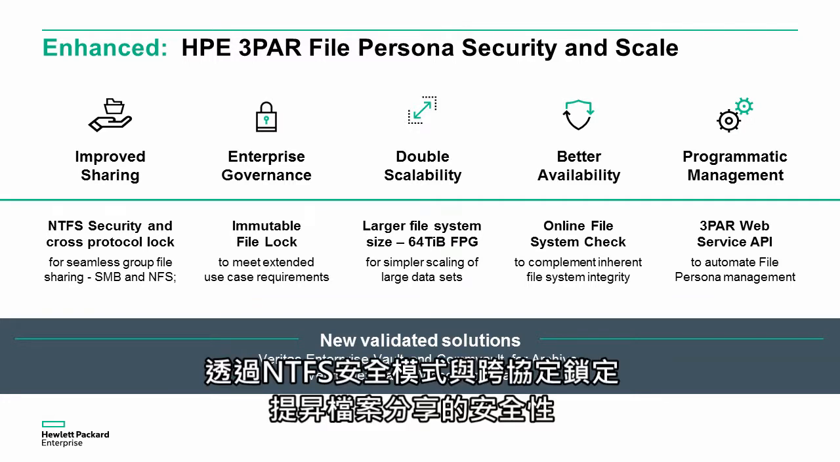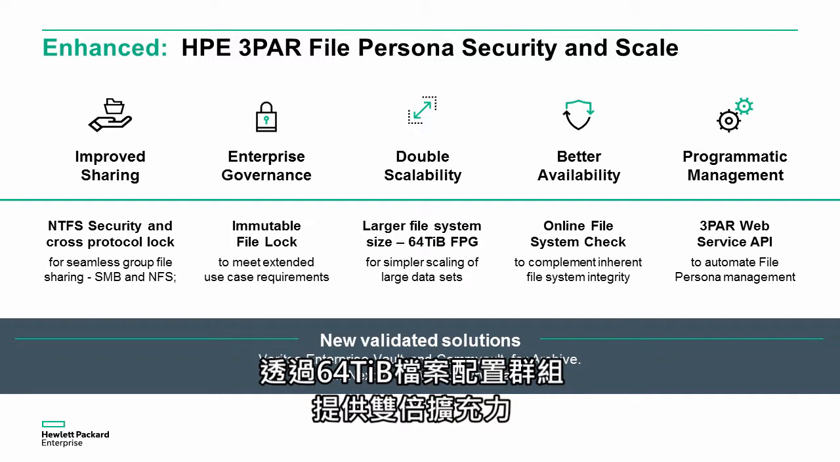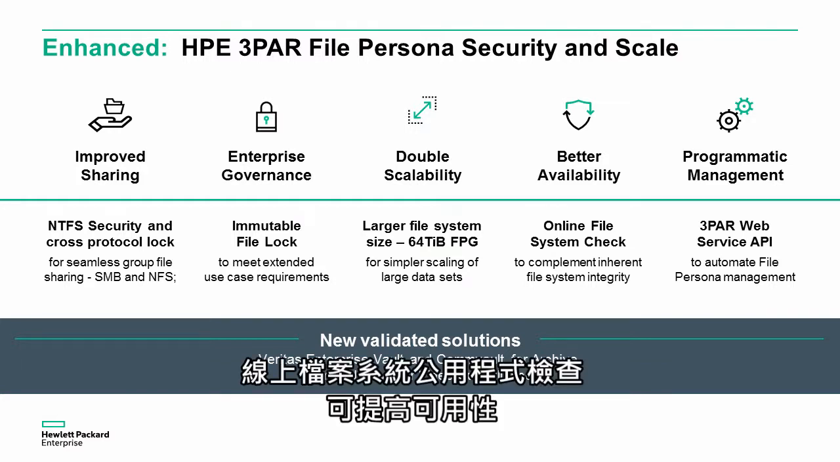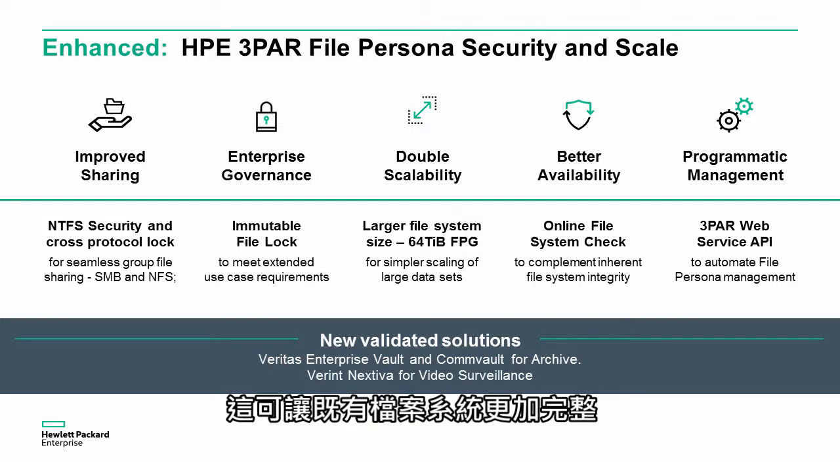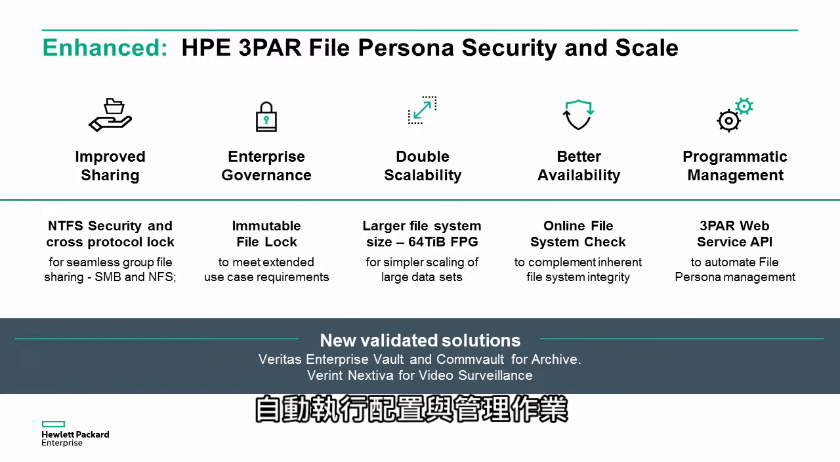Improved file sharing with NTFS security mode and cross-protocol locking. Immutable data with file locking to meet enterprise governance. 2 times the scale with 64 TiB file provisioning groups, and that's 4 times greater than EMC VNX system size. Better availability with online file system check that complements inherent file system integrity, and programmatic management via the Web Services API to automate provisioning and management tasks.